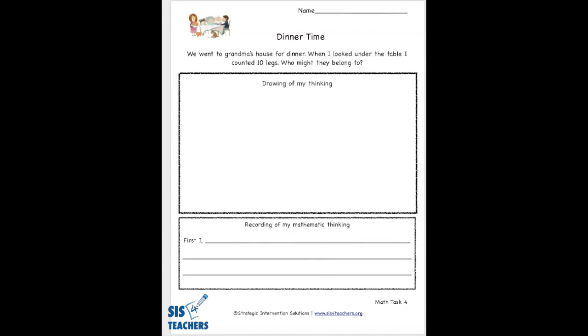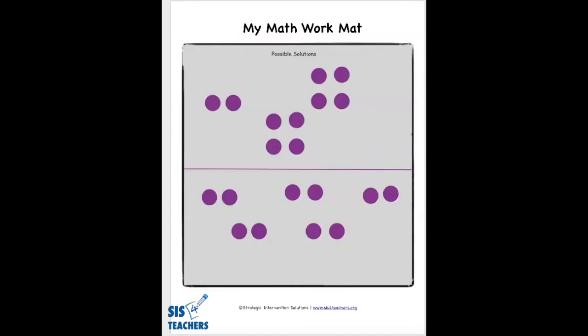Be really careful not to be the giver of all the information and auto-correcting students or making them get the task right. That's not the idea of math tasks. It's supposed to be more of an exploration to see if they're a novice, an apprentice, a practitioner, or an expert. Here I've used my mat. I used purple counters on my mat and talked about some possible solutions.